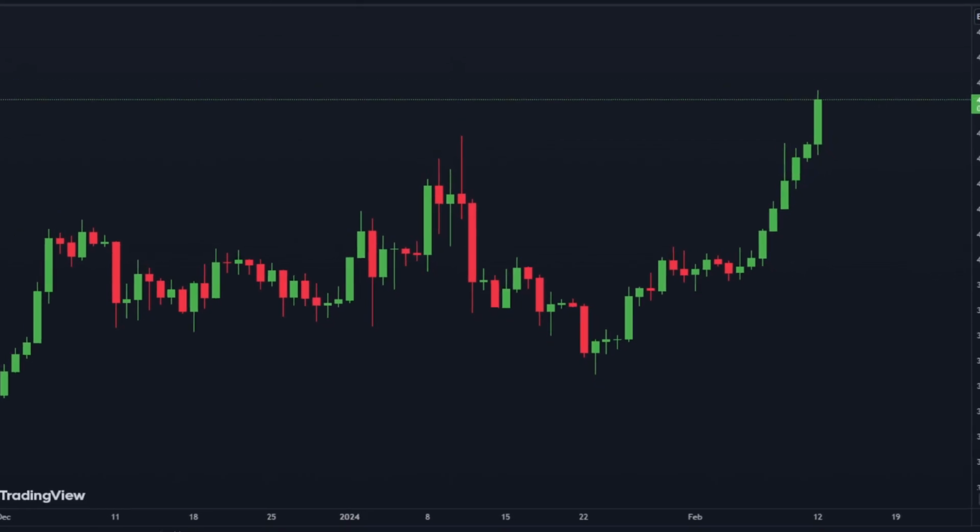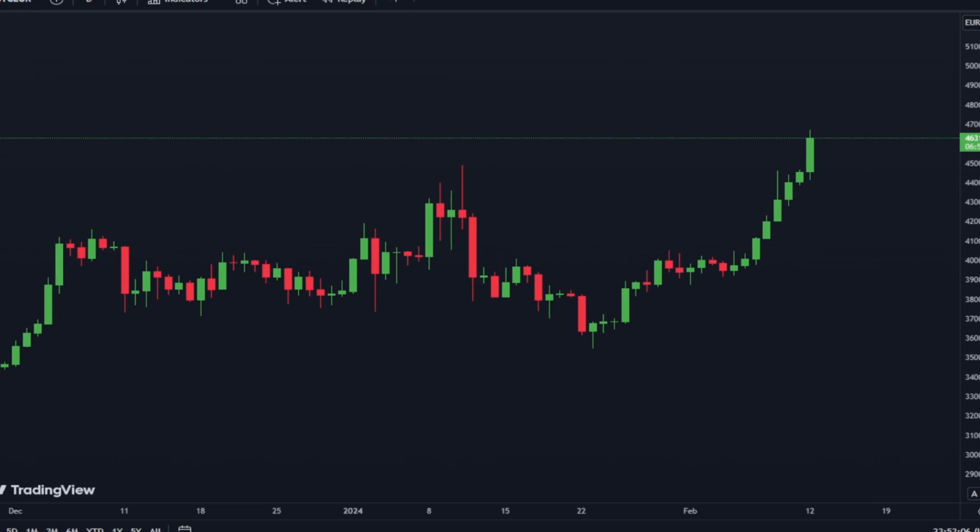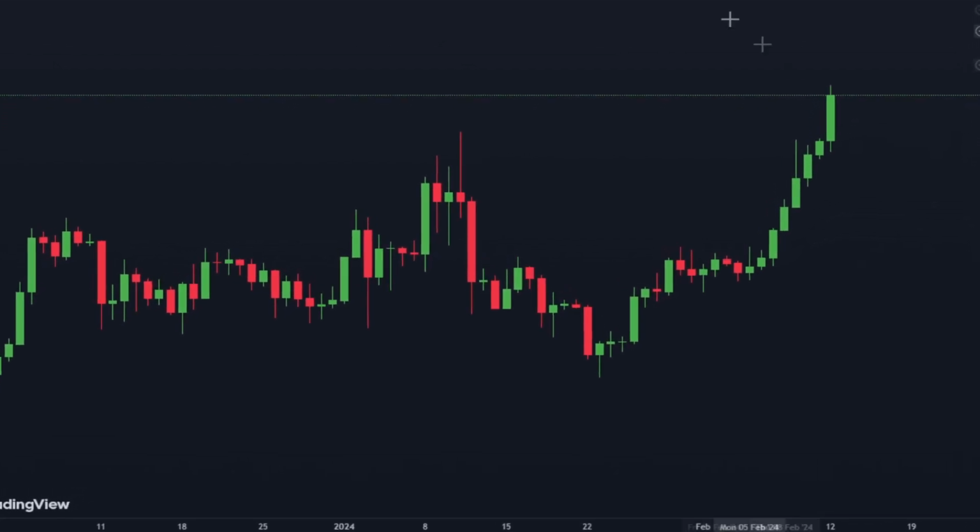Have you ever seen this type of chart and wondered what these candles are and how to read them? Welcome to Get Explained channel, and let me explain this to you.